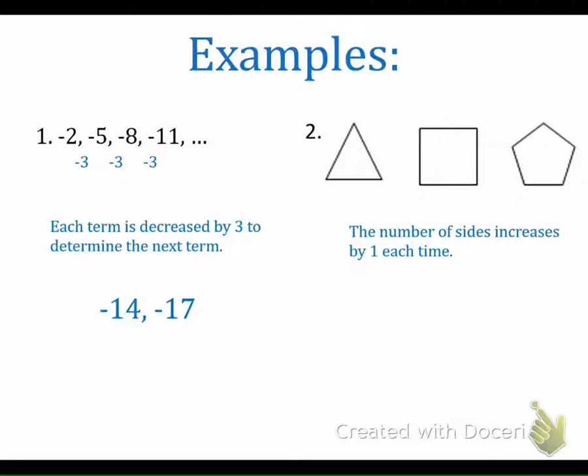All right, so on the next one, we're looking at shapes. We have a triangle, a square, a pentagon. So each time, what's happening to the number of sides? It's going up by 1, right? Now, here's the trick. You're going to have to draw a figure with 6 sides and then a figure with 7 sides. I'll help you out. That's what they should look like.